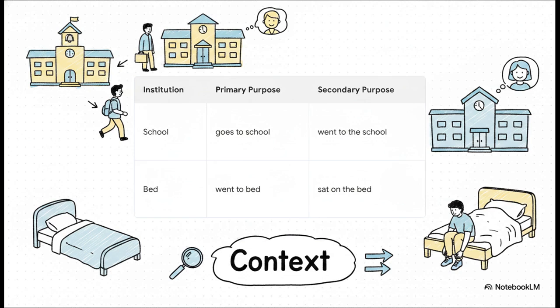use the. Sarah's mother isn't a student, right? So she went to the school to meet the teacher. And our guy isn't sleeping, he just sat on the bed to tie his shoes. So the context completely dictates the grammar.